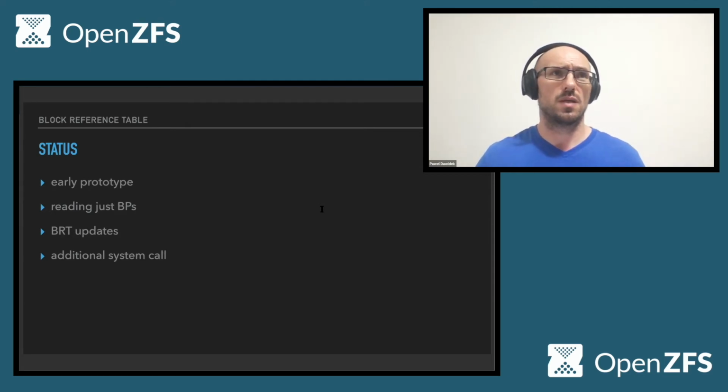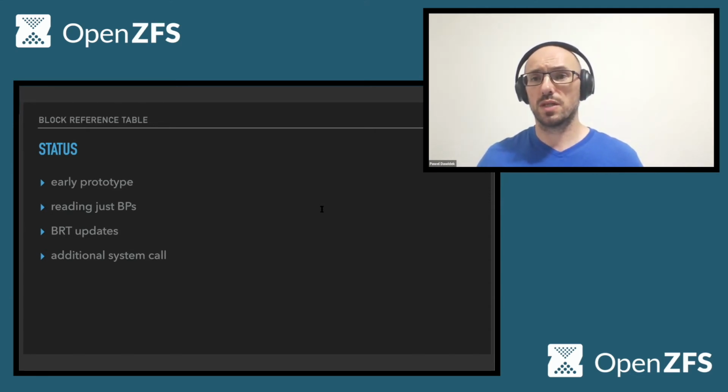I was able to hack together a very early prototype. I'm using an additional system call, but I'm not yet sure if this is the best idea. On FreeBSD, you can register additional system calls from kernel modules. I'm not sure about Linux, probably too, although Btrfs is using an additional ioctl. So maybe this is a better way to go. But for now, I'm just using an additional system call.